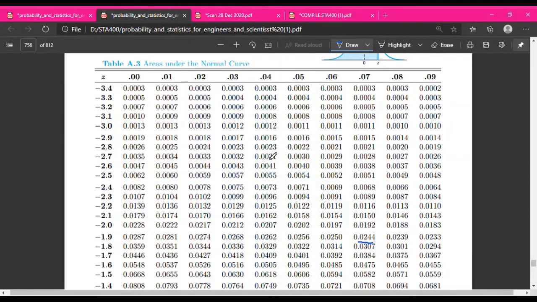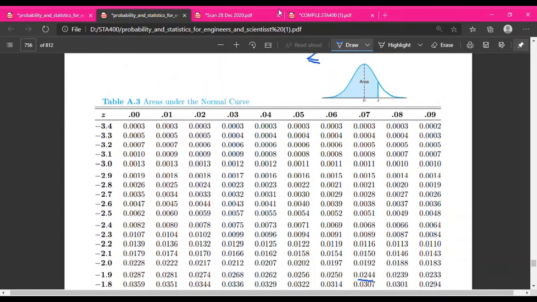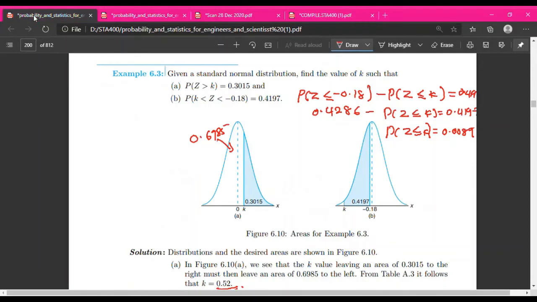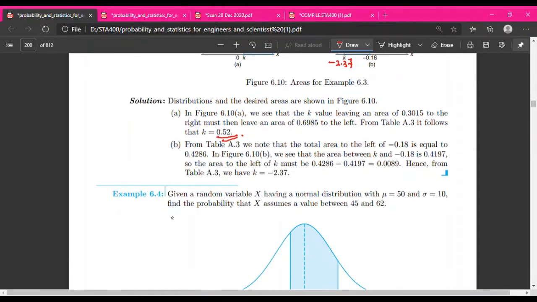0.0089. This one. Okay, it is negative 2.37. Negative 2.37. So di sini will be negative 2.37. Logic kan? Okay, so this is the answer.